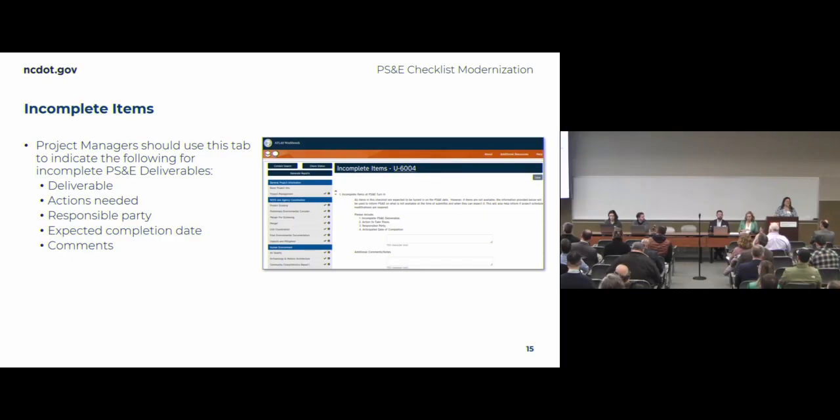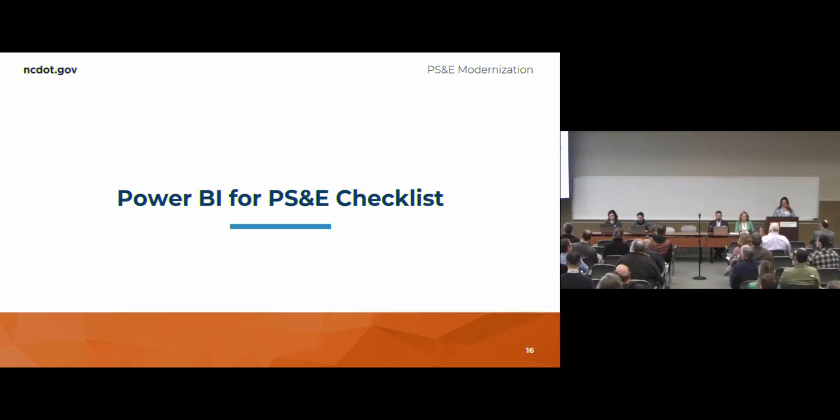You have a place there for free text for incomplete items. So if you do get to your PS&E time, and there's something, like you said, that permit's coming in, it's supposed to be there Monday, it's not on there right now, you can say what the deliverable is, like the permit, what actions may be needed, the responsible party, the expected date you think is coming in, and then some free text for comments. That's just to help explain for those looking at it what may be missing and what you, as the project manager or the project team, are expecting that turnaround to be.